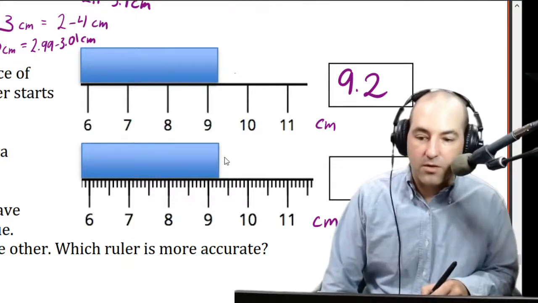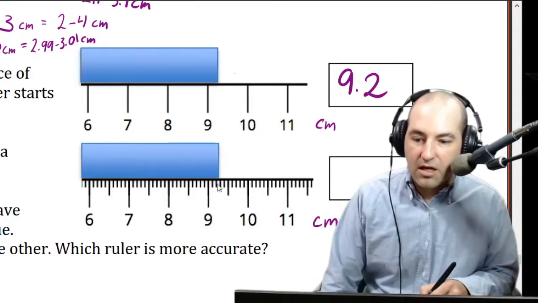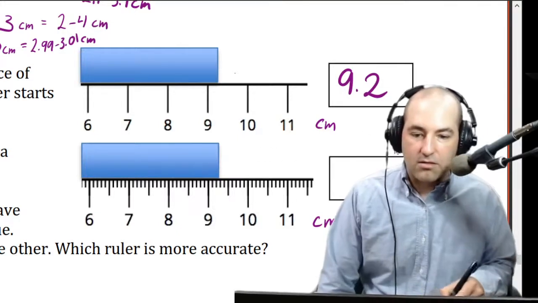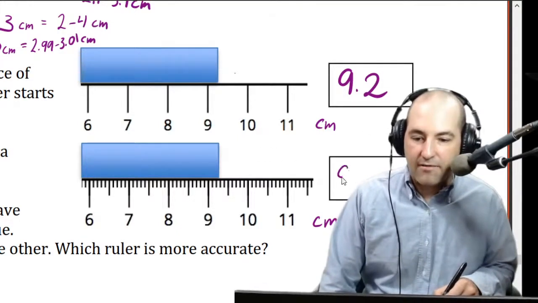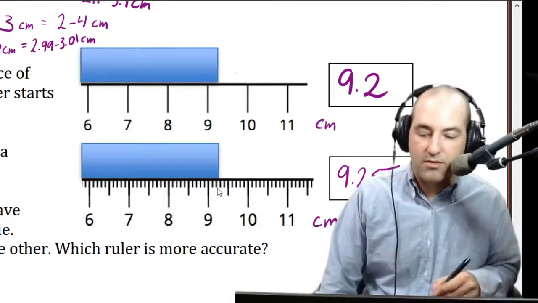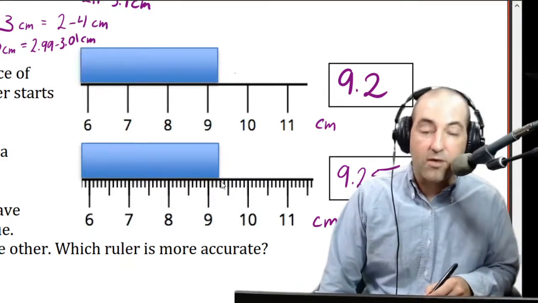So then in the next one, we can add an additional decimal place in between the 2 and the 3. So Daisy marked that as 9.25. I think that's fair. Somewhere in between the 2 and the 3, the second and third mark after the 9.